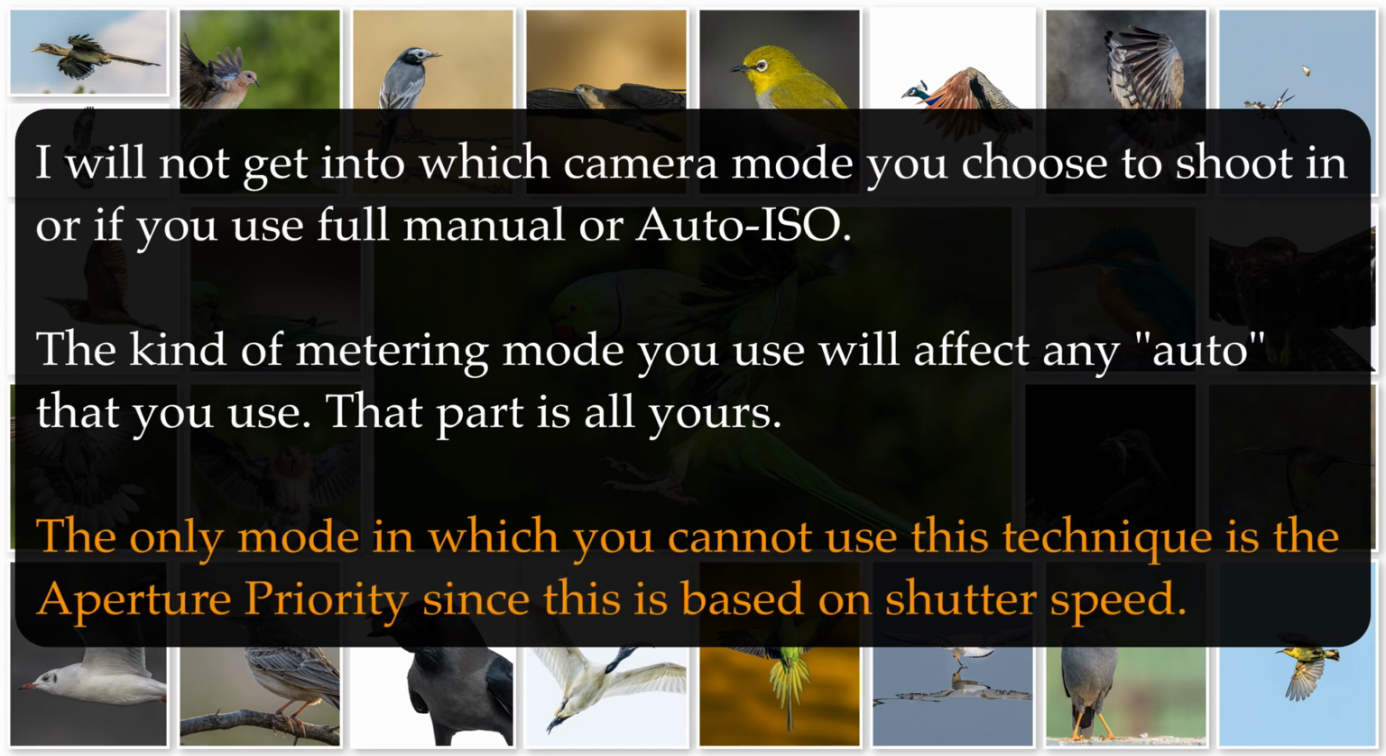I will not get into which camera mode you choose to shoot in or if you use full manual or auto ISO. The kind of metering mode you use will affect any auto settings that you have. That part is all yours. The only mode you cannot use this technique in is aperture priority, since this is based on shutter speed.